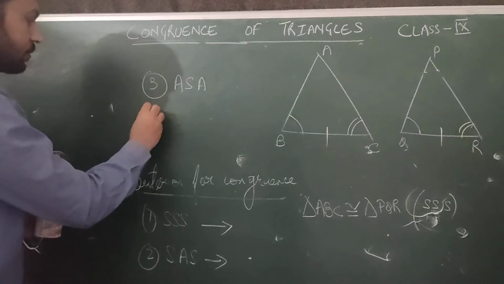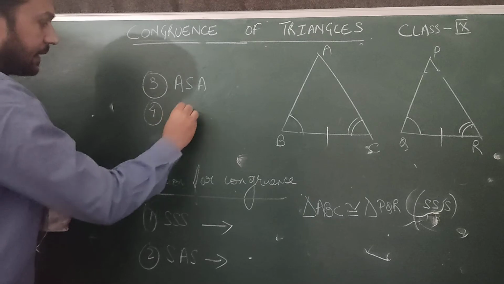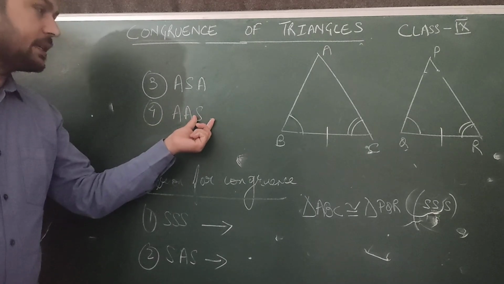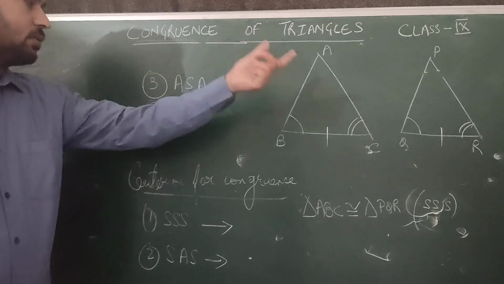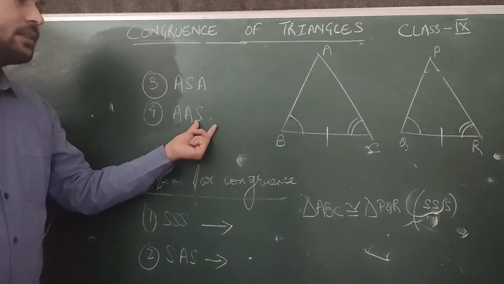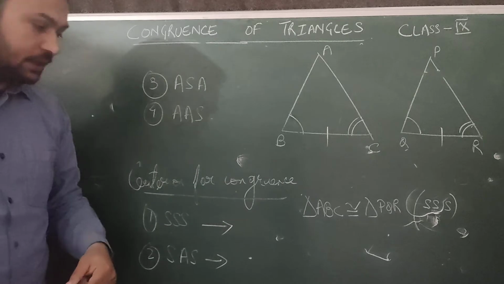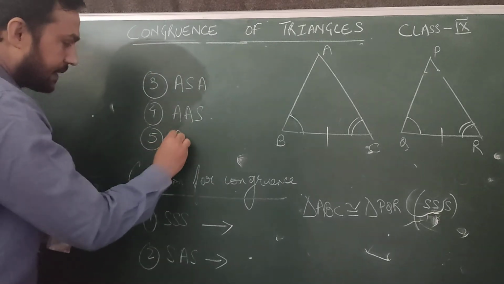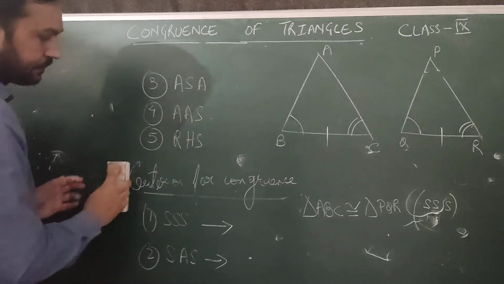Then like that, there is one more, which is angle angle side. That means if two angles and one side of one triangle is equal to the two angles and the other side of the other triangle, then we can say they are congruent by AAS. Then there is the last one. If in two right angle triangles, RHS.